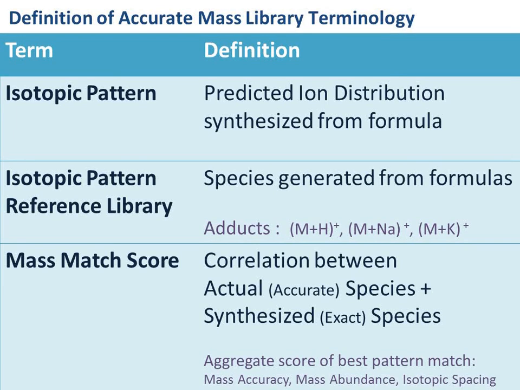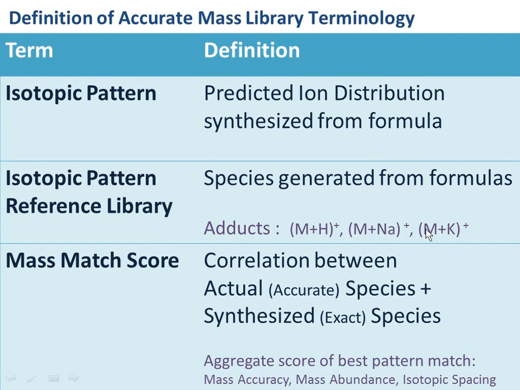Let's look at the terminology involved here. First, the term isotopic pattern. Now that would be the predicted ion distribution, and you're going to need the formula because you're going to use the formula to synthesize that from the naturally occurring isotopic ratios. The reference library that we're going to create is going to contain those isotopic patterns, and we'll call that a pattern reference library. That contains the species that are generated from these formulas, and in electrospray they're typically denoted something like M plus H, M plus sodium, or M plus potassium.